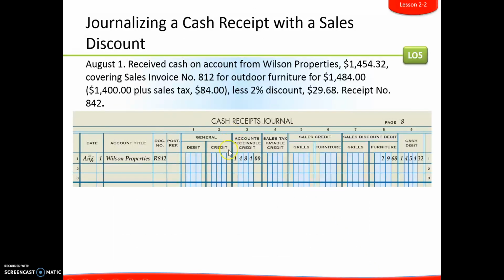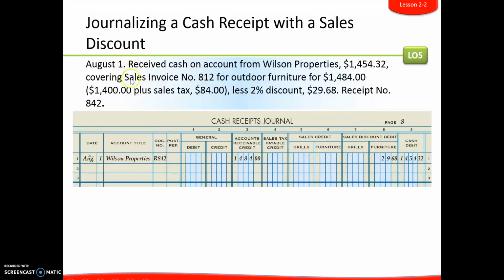Now, this is our new cash receipts journal, and I just want to point out how it's a little bit different. We've had our general debit, general credit, the accounts receivable credit, and the sales tax payable credit before. However, notice that the departmental data for sales is broken down into grills and furniture. We also have departmental data for sales discount for grills and furniture as well.